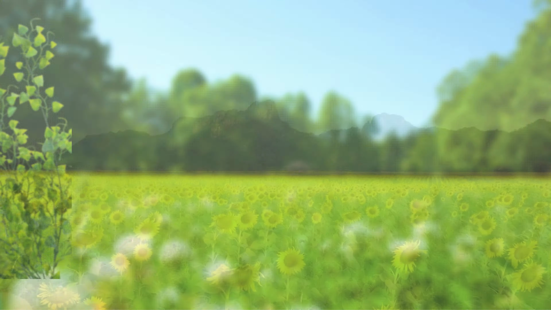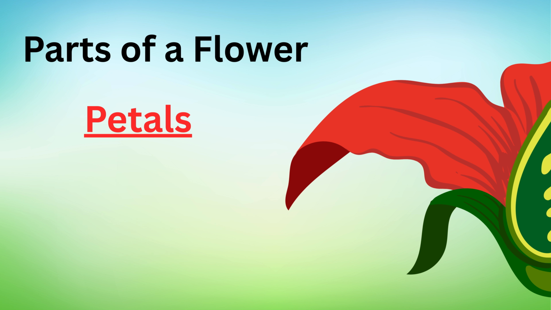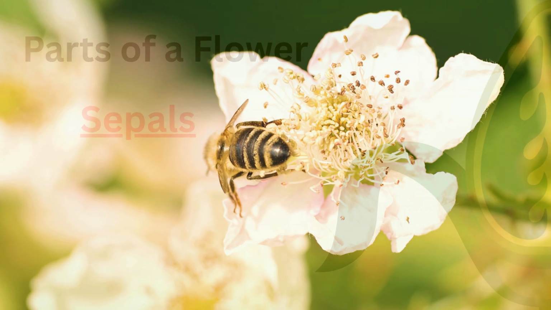Now, let's look closely at the main parts of a flower. Every complete flower has four important parts. First, we have the petals. These are the colorful, soft parts you notice right away. Their job is to attract pollinators like bees, butterflies, and even birds. Next are the sepals. These are the green, leaf-like structures under the petals. Before the flower blooms, sepals act like a shield protecting the flower bud.